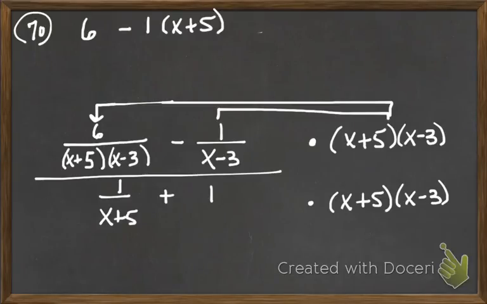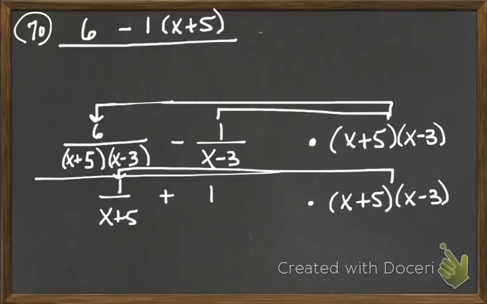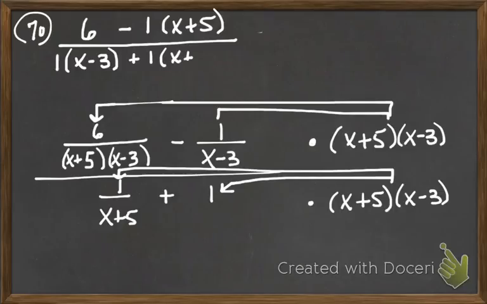And then on the bottom, when you multiply times the first term, only the what cancels? X plus 5, so then you have to do 1 times x minus 3. And then when you multiply times this term, nothing cancels, so you have to do 1 times x plus 5 times x minus 3. I might have lost some of y'all there.